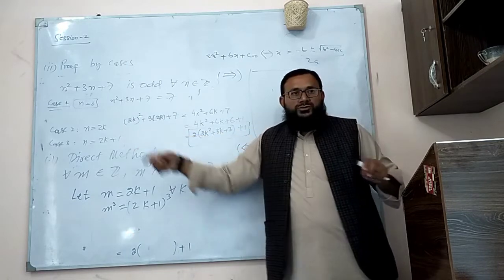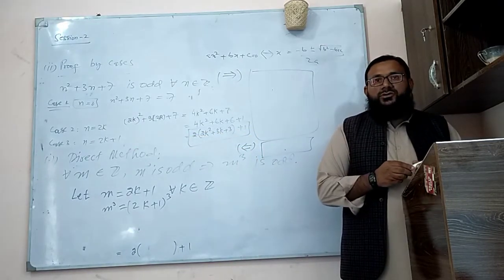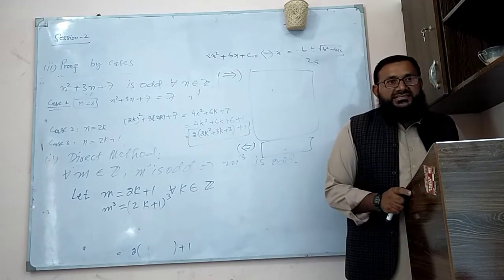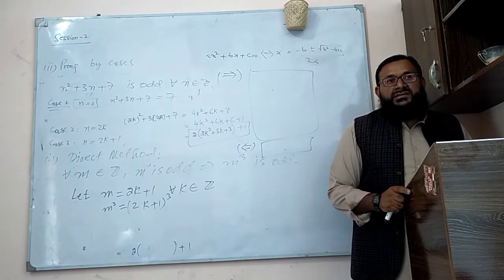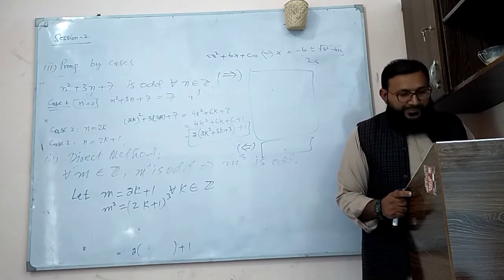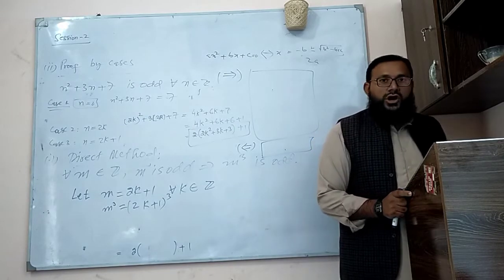Similarly, you can do this for the odd case. So this is how you prove something by cases. You divide the theorem into different cases, then you prove each one. And this is very common.